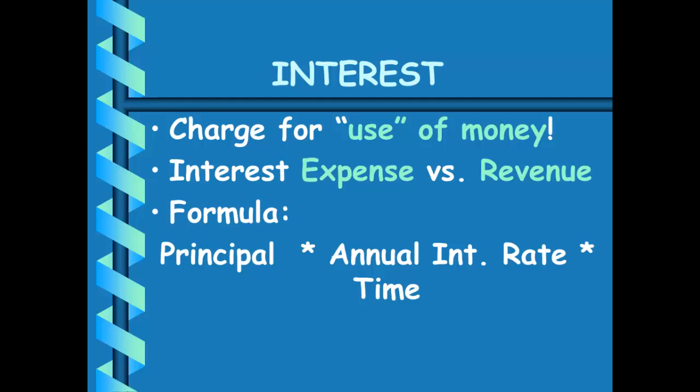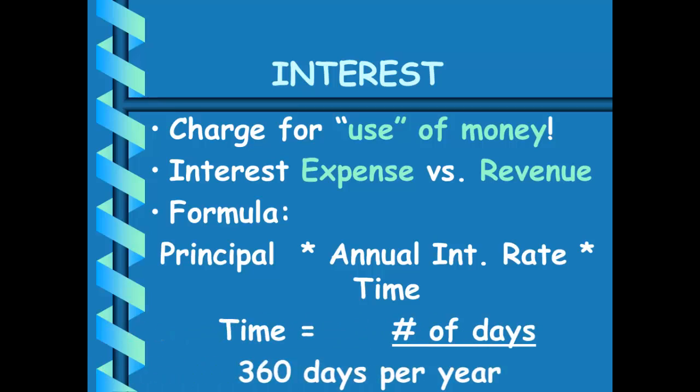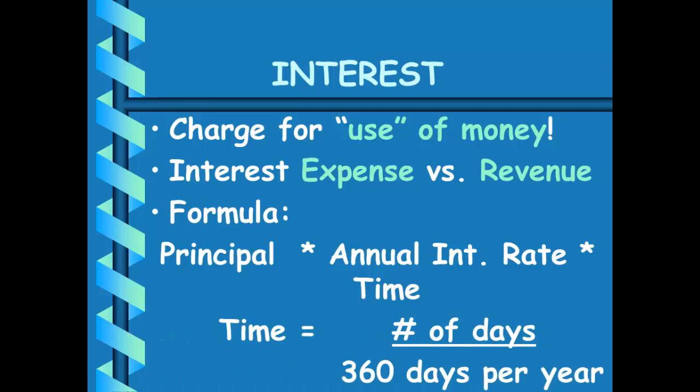The most common mistake students make in calculating interest is they do the first two parts of that formula and they leave off the third part. They do principal times rate. Time is the number of days divided by 360 in a year. If they don't have the use of my money but for a month, can I charge them a whole year's worth of interest? That would not be a nice thing to do. Time is going to be number of days divided by 360 in a year.